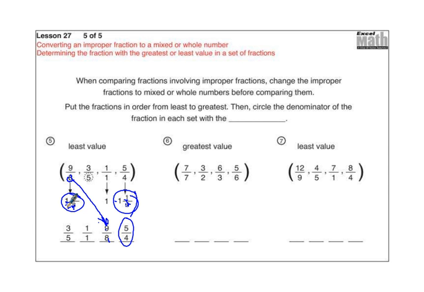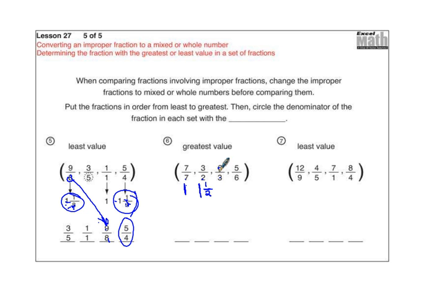Okay, let's do this next one together. These are a little tricky, so get ready to write. First of all, 7/7. We're going to write what that's equal to right below here. 7 goes into 7 one time. That's the whole number 1. The next one, 3/2. How many times does 2 go into 3? It goes in 1 time, and there's a leftover, a remainder of 1. So it's 1 1/2.